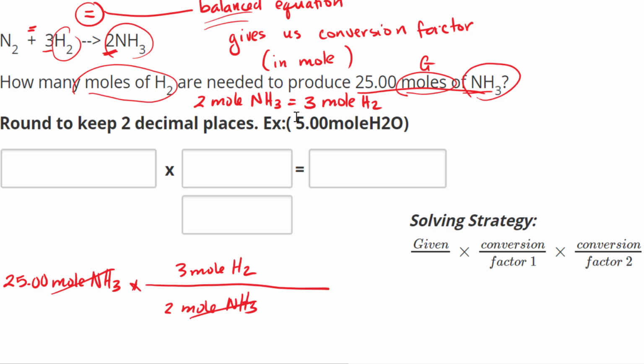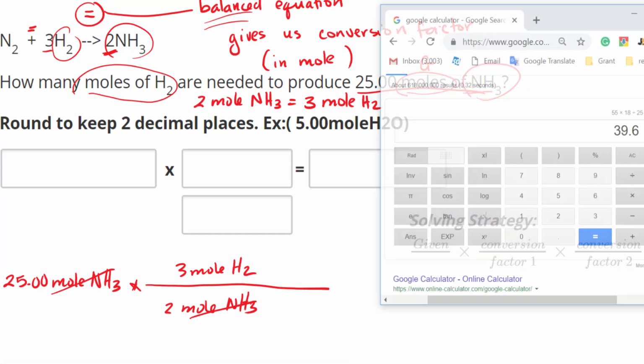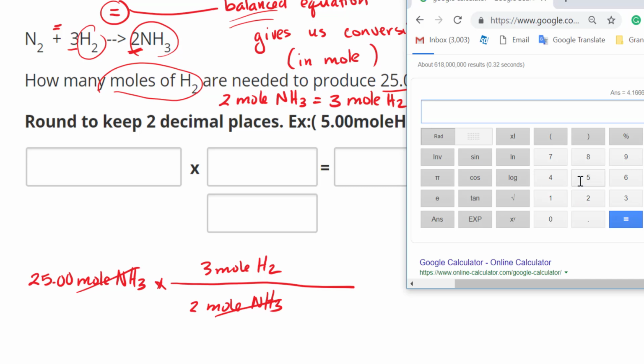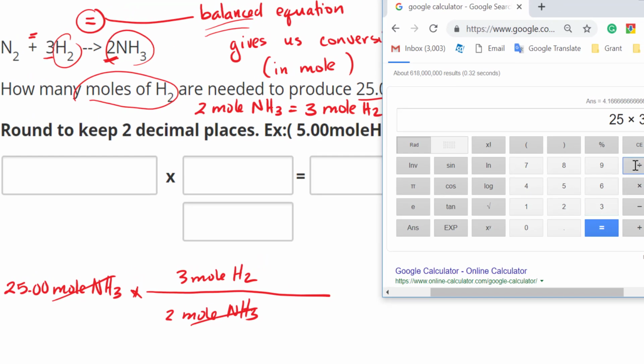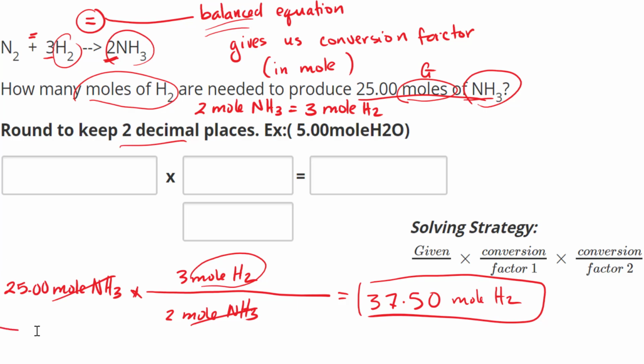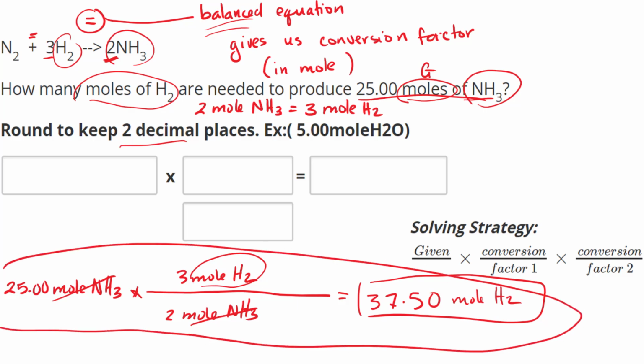Now let's plug this into our calculator. Again, multiply everything on top and divide by every number on the bottom. So we have 25 times 3 divided by 2. This gives us 37.5. And we want to keep 2 decimal places, so what we have here is 37.50. And what's the unit going to be? The only unit that did not cancel out is moles of hydrogen. And this is the work that I would like you to show on your paper.